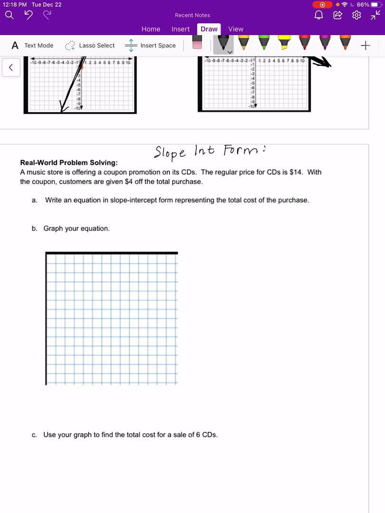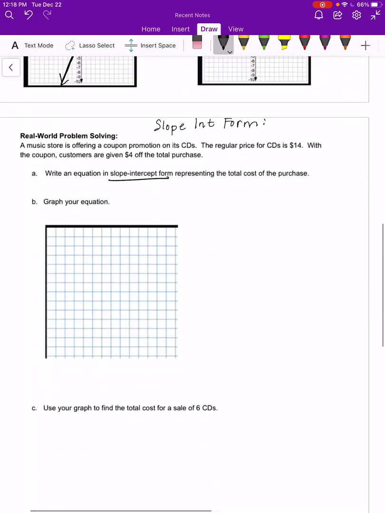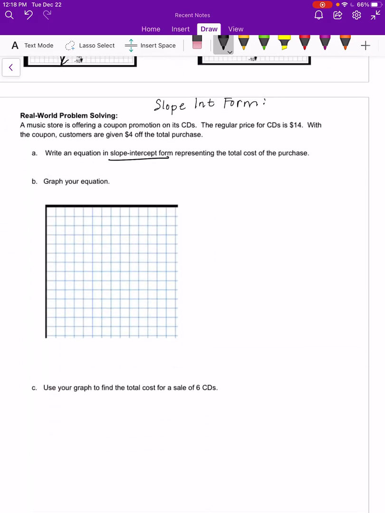So it says a music store is offering a coupon promotion on its CDs. The regular price for CDs is $14. With the coupon, customers are given $4 off the total purchase. Write an equation in slope-intercept form representing the total cost of the purchase. So sometimes they give you variables to use. This one doesn't happen to. It just says write it in slope-intercept form.